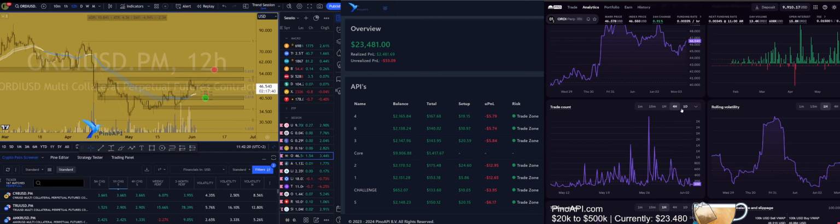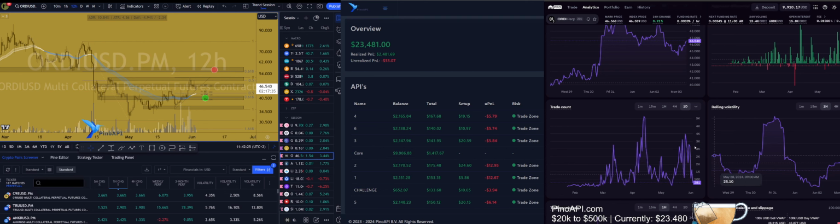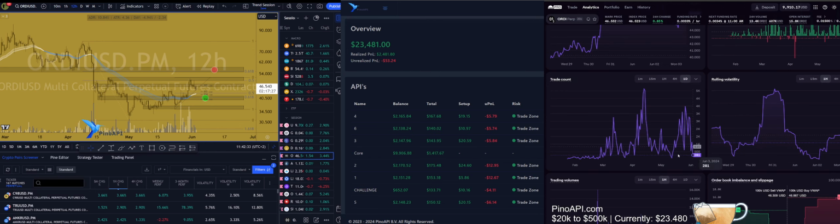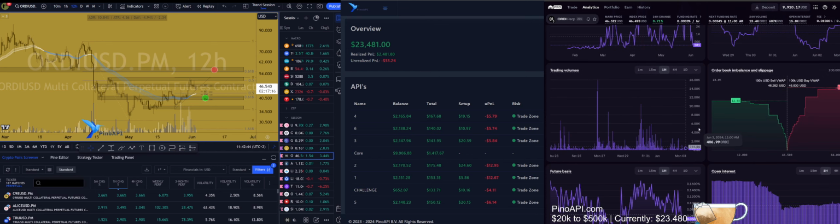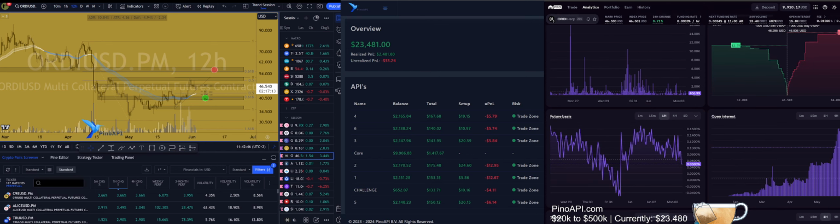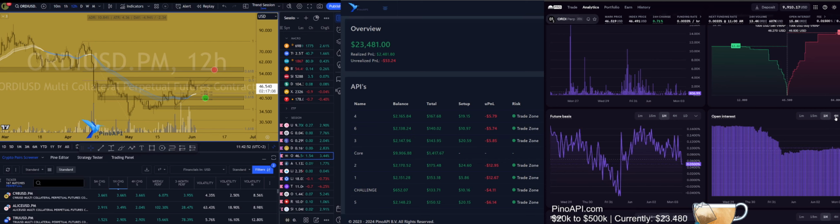Trade count is going down. I think this is very important. Right now the trade count is very low. Volume, I mean, hell, we went from almost 4 mil to 607k in 24-hour volume, meaning the open interest also decreased. So we dumped, open interest decreased. I think this is a great metric.